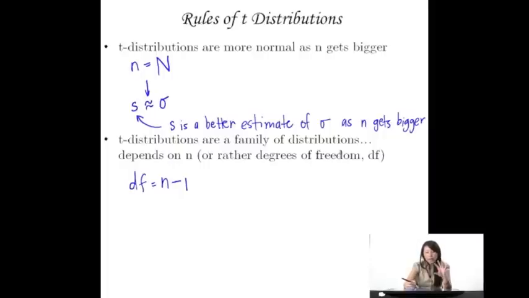So we have a family of distributions. They all look sort of alike, right? They're all symmetrical, and they're unimodal, and they have that sort of bell-like shape, but they're not quite normal. Not all of them, at least. And as n gets bigger, or as degrees of freedom gets bigger, the distribution becomes more and more normal.